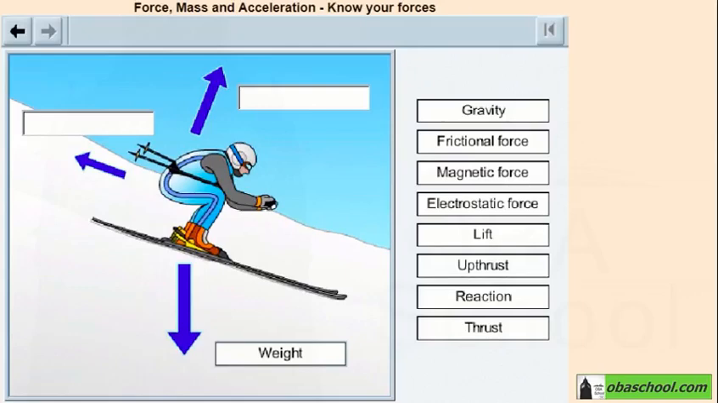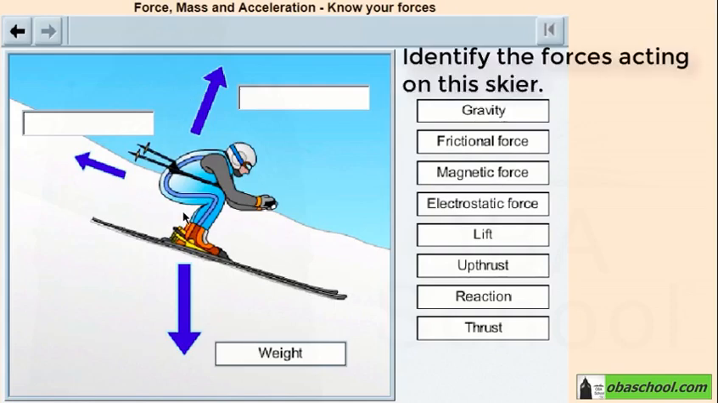Hi everyone! Here we have more exercises on different situations that have different forces. In this figure, we have a skier. The forces acting on the skier are the weight, which is downwards, and you should guess the other two forces. Look at the list on the right and identify the forces acting on the skier.